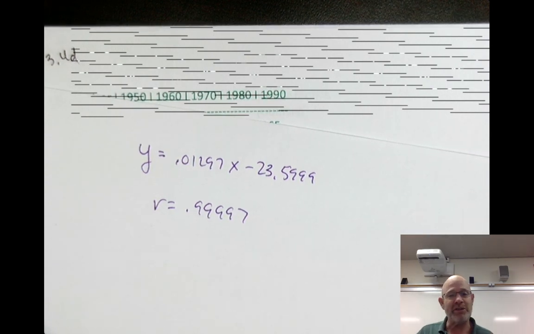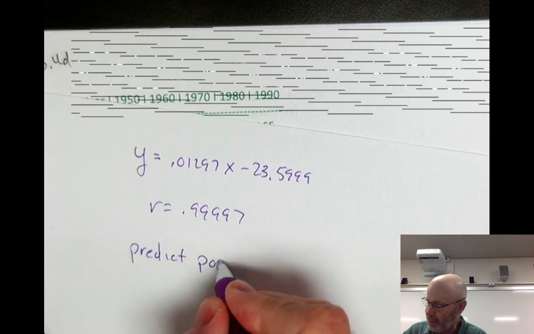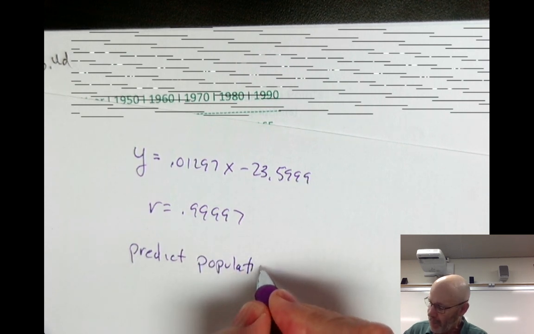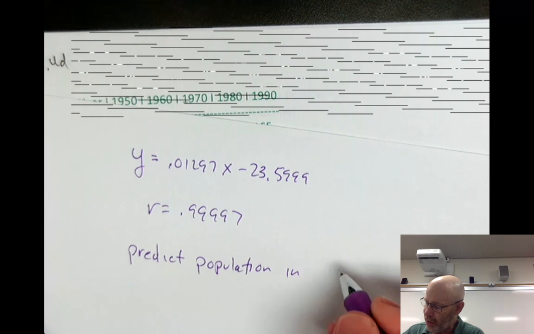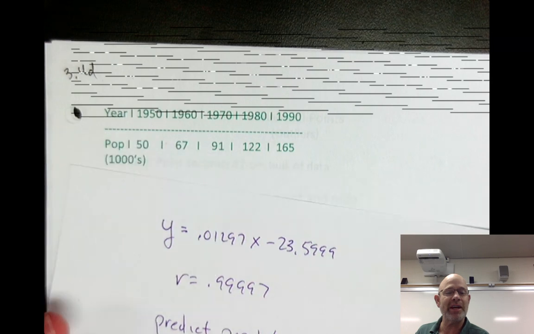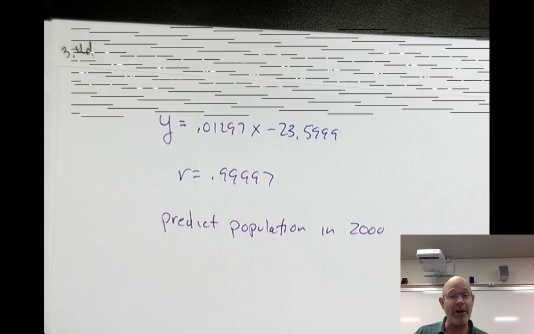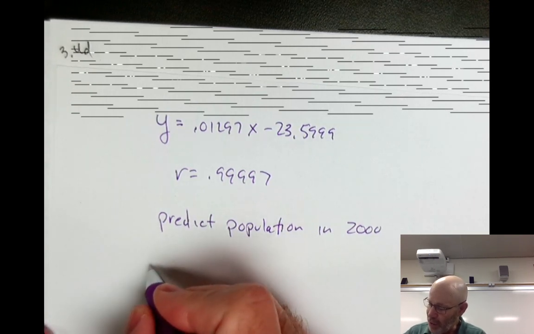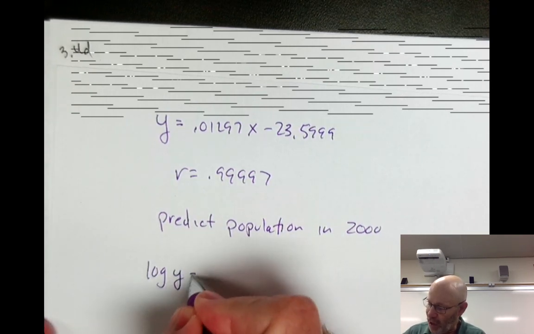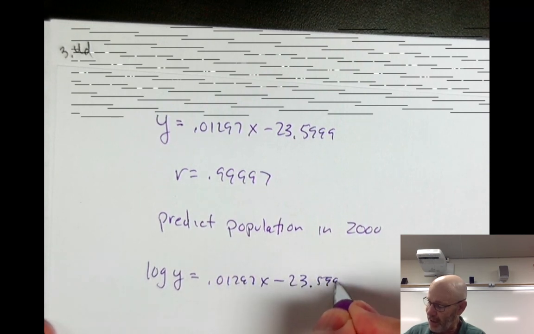What we're going to do now is use this equation to make a prediction. I just want to show you how to predict because this is usually the trickiest part, and then I'll be done. So let's predict the population in the year 2000, 10 more years. The model went from 1950 to 1990, notice, okay? So we have to be a little bit careful here because normally we just put 2000 in there. We are going to put 2000 in there for sure. But I want you to remember that this new equation is really log y equals 0.01297x minus 23.599.